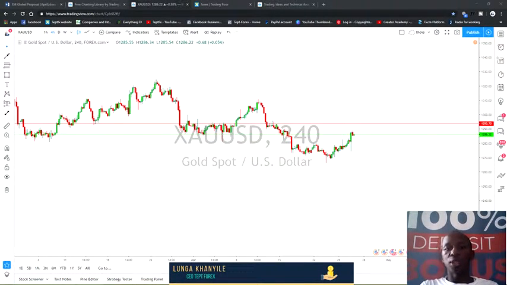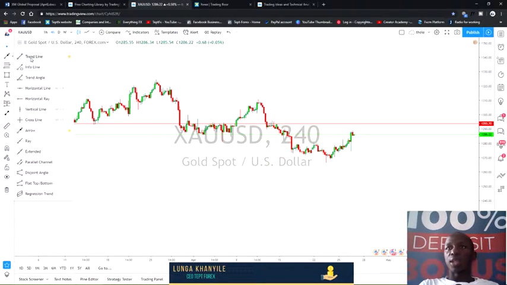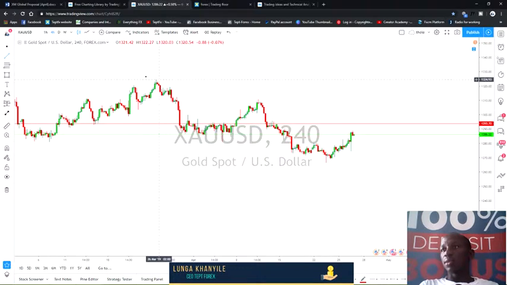I want to show you a trading opportunity on gold. I'm on the 4-hour time frame. As you can see right there, the price has been forming lower highs and lower lows all the way to 1269. So let me just quickly draw a trend line so you can see.